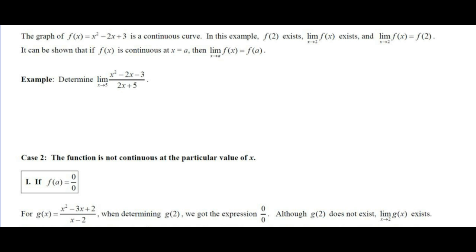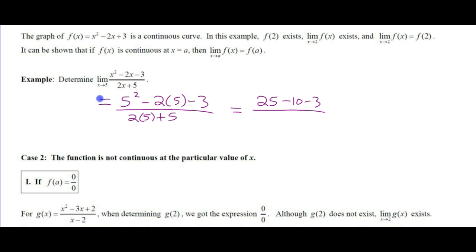So all we're going to do is say, hey, there's no problem at 5, right? There's a problem where? Like at negative 5 halves, there's a problem. 5 is not a problem. So all we do is substitute in 5. So we simply go equals, 5 squared minus 2 times 5 minus 3 over 2 times 5 plus 5, which is 25 minus 10 minus 3 over 15, which is divisible by 3. Let's go with 4/5, which was 0.8.